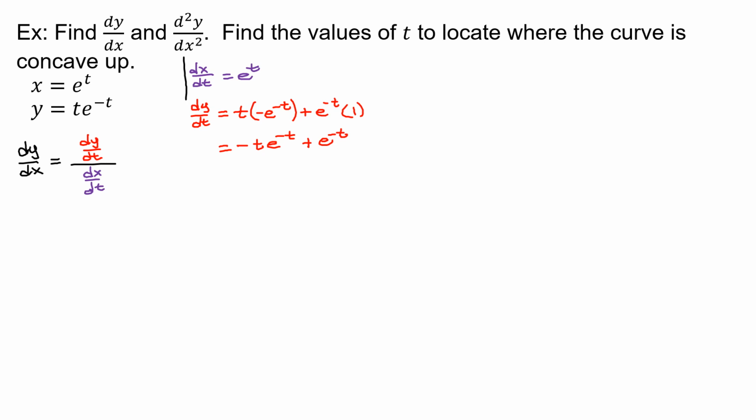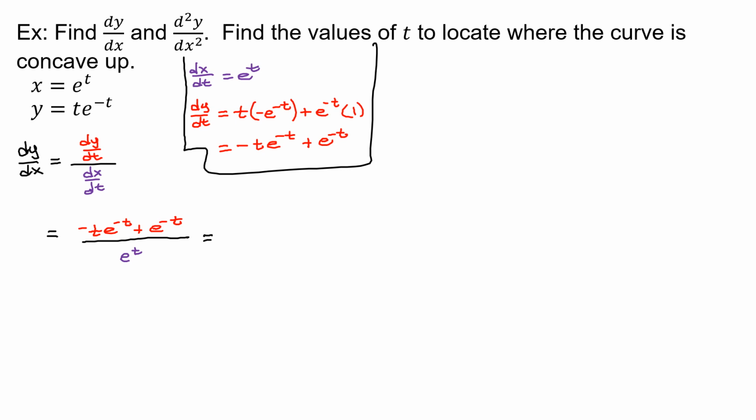So a little bit of side work here. But my derivative becomes the dy dt, which is the negative t e to the negative t plus e to the negative t divided by e to the t. Now you can simplify this one because the exponential on the bottom could divide into the top if you wanted to. I'm going to go ahead and do that. So you could divide it into each one, moving that t up, and you'll end up with a negative t e to the negative 2t plus e to the negative 2t. And so that's my first derivative.